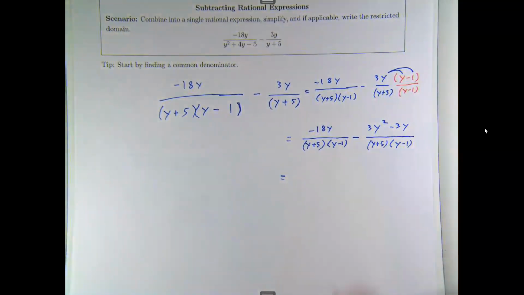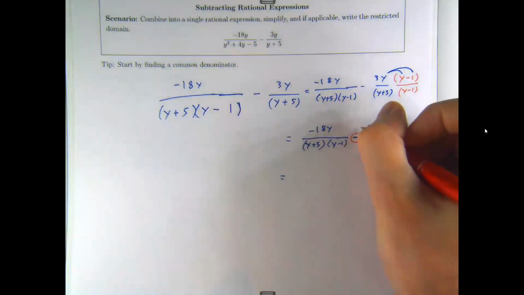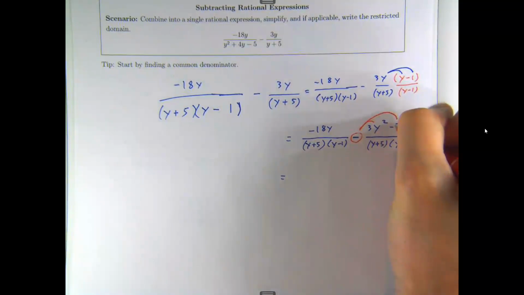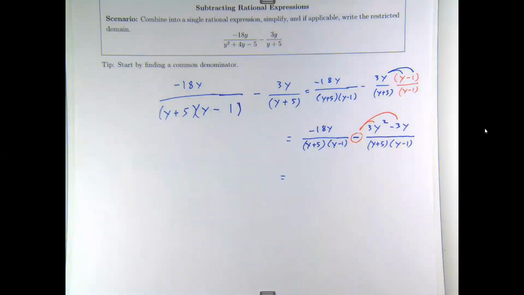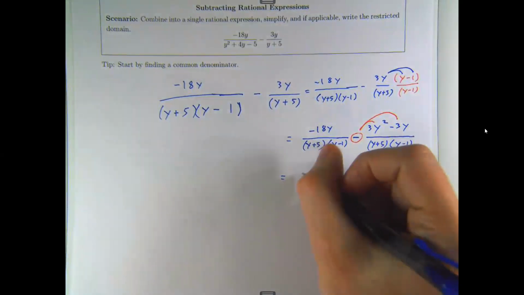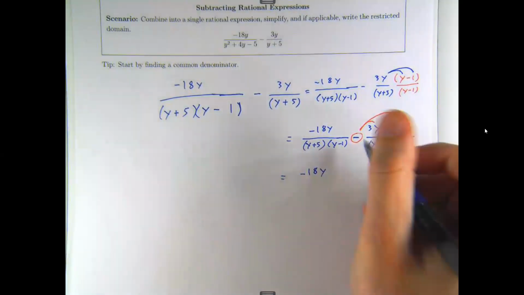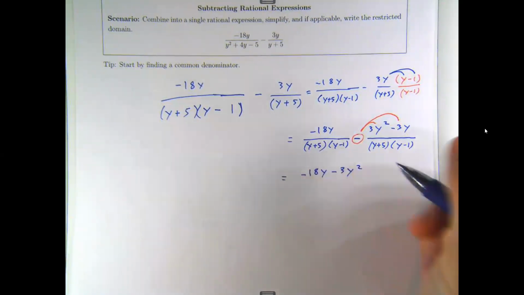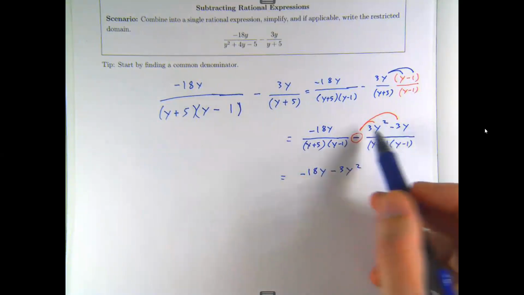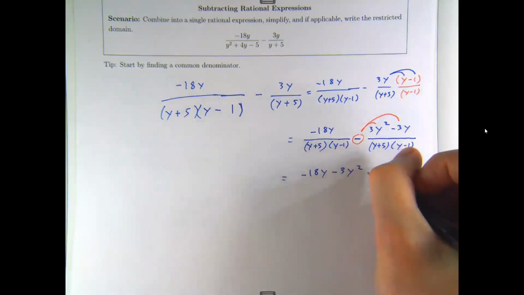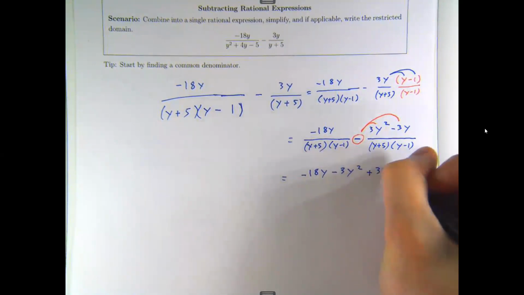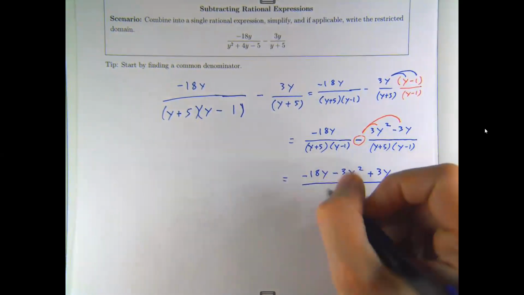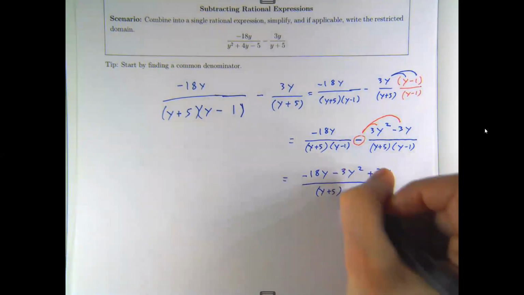Now one of the most common mistakes that I see at this point in the problem involves that negative. So keep in mind that this negative is subtracting the 3y squared, and that negative is also hitting this minus 3y. So on the top, I have -18y minus 3y squared. And being really careful with the sign, I'm subtracting a negative. That's the same thing as adding. So plus 3y. And I'm allowed to do this because the denominator is shared, y plus 5, y minus 1.